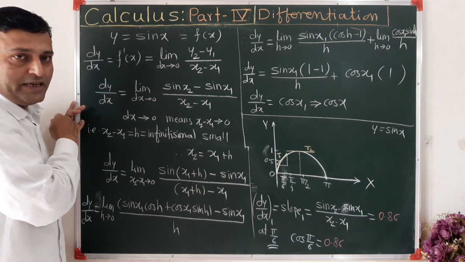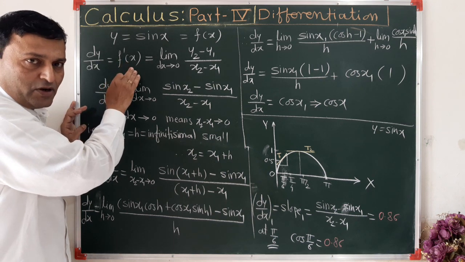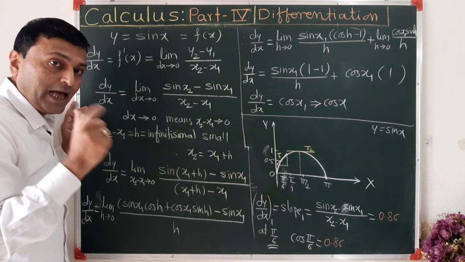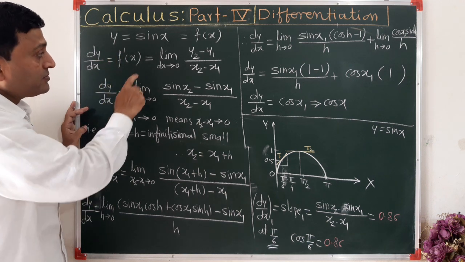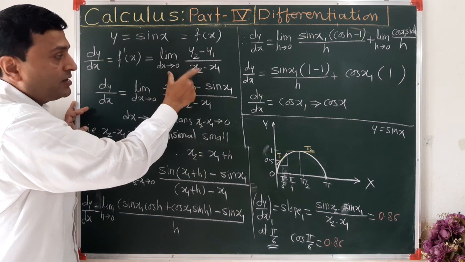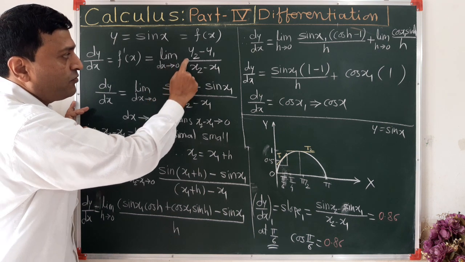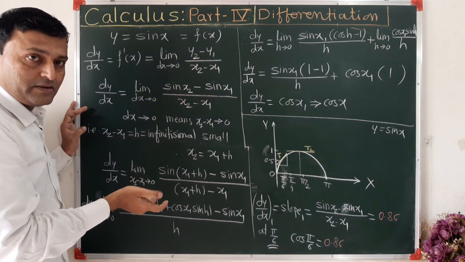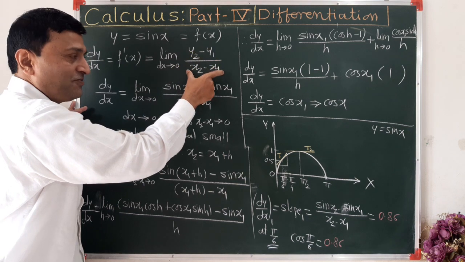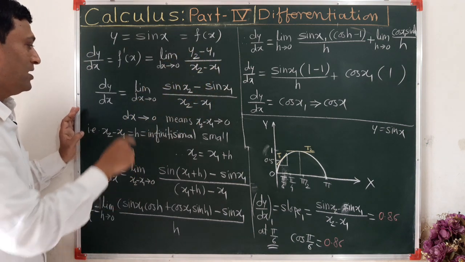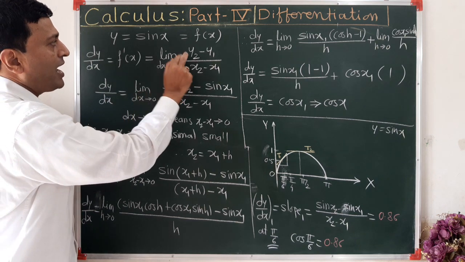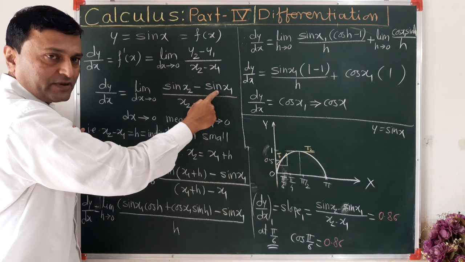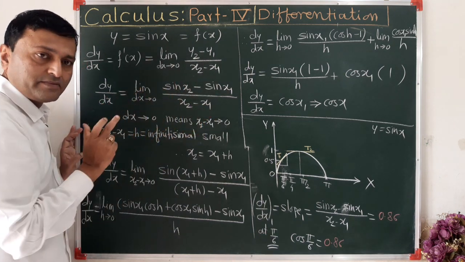Now dy by dx, the derivative of y with respect to x, can be written also f dash of x. This is also by, not Newton, by Leibniz. Okay, this is also a symbol of Leibniz. Is equal to, again the same, limit dx tends to 0, (y2 minus y1) upon (x2 minus x1), rate of change of y upon rate of change of x, means actually change of y upon change of x. Now dy by dx is equal to, you can put y as sin x, means y2 is sin x2 here, y1 is sin x1, and x2 minus x1 as it is.